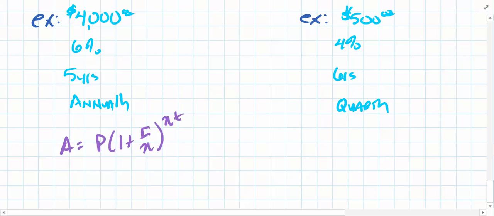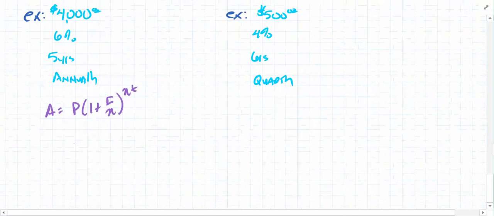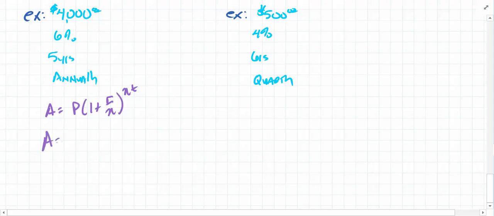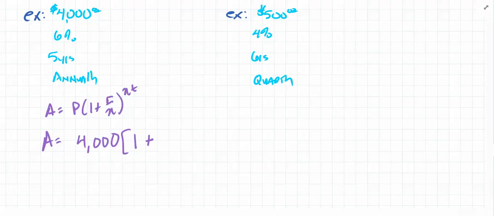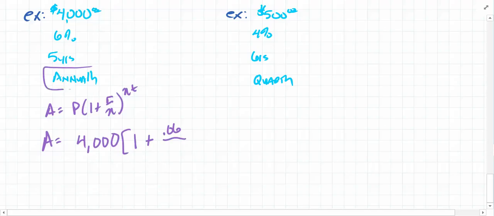So the amount that we're going to get at the end is going to be the principal, which was $4,000. That's what we're starting with. I'm going to have 1 plus my rate, 6%, written as a decimal, which is 0.06. I'm going to divide by n. N is the number of times that we compound per year. In this case, it's annually, so my n value will be 1. And I'm going to raise it to the n times t. So that's 1 times t, where t is the number of years, which is 5.